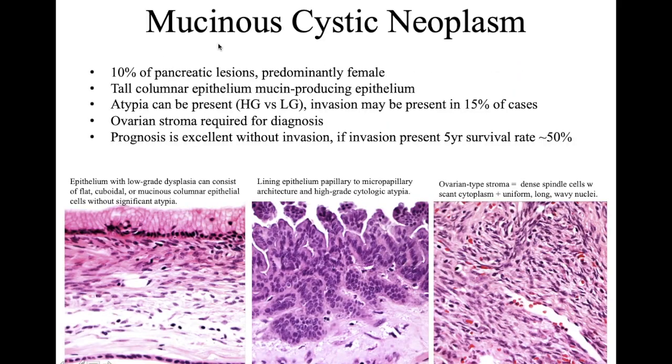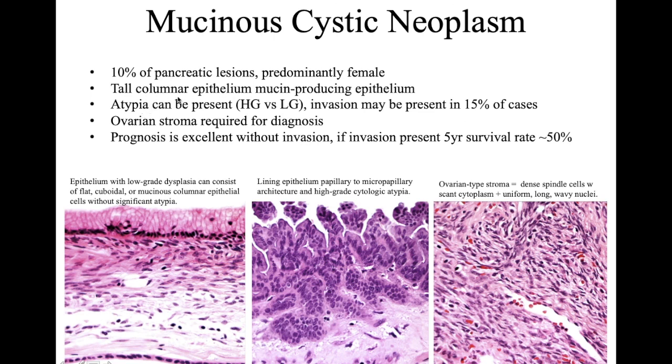So, okay, what could this be? This is a mucinous cystic neoplasm. This is 10% of all pancreatic lesions. And the interesting part here is that this is predominantly in females. If this is on a board exam, and it's a female pancreatic lesion and you see this dense ovarian stroma, it is a mucinous cystic neoplasm.